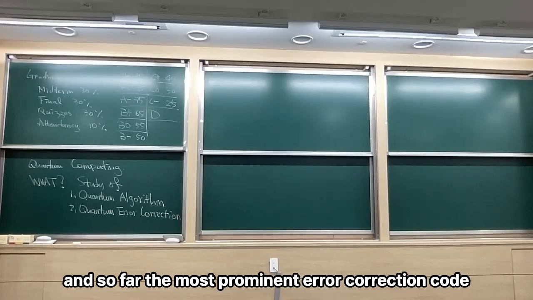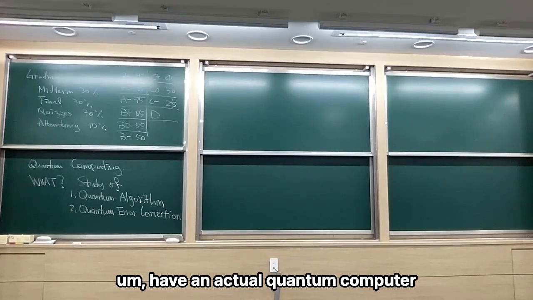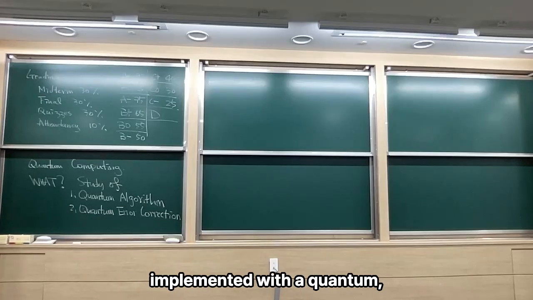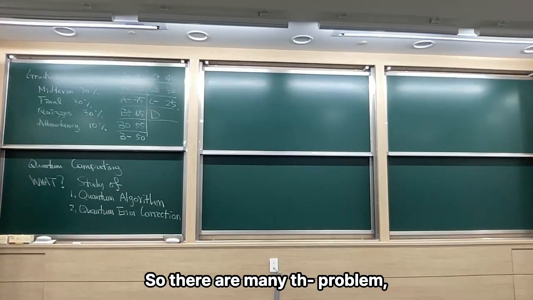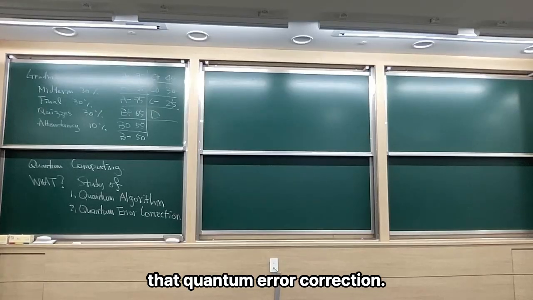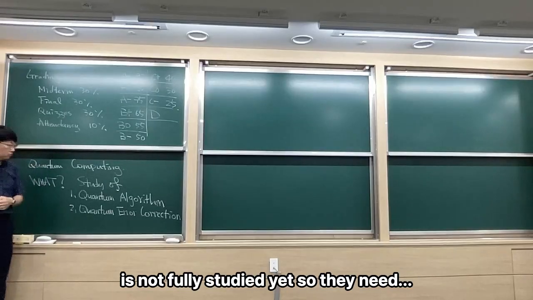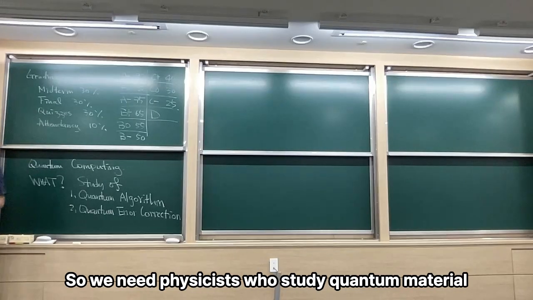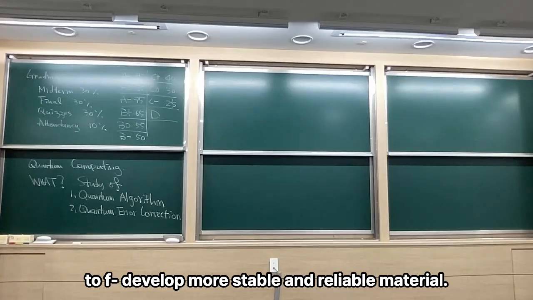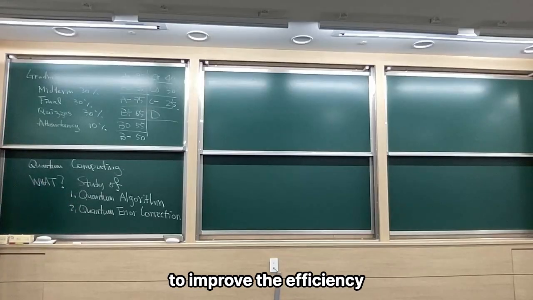So far, the most prominent error correction code is the surface code, but people have never had an actual quantum computer implemented with the surface code. There are many problems why they haven't implemented quantum error correction. One is that the material in the quantum computer is not fully studied yet. So we need physicists who study quantum materials to develop more stable and reliable material. And we also need to study error correction to improve its efficiency.